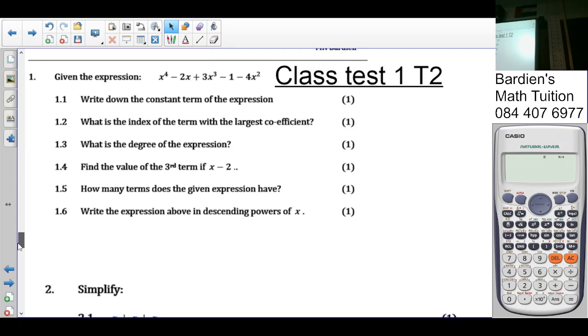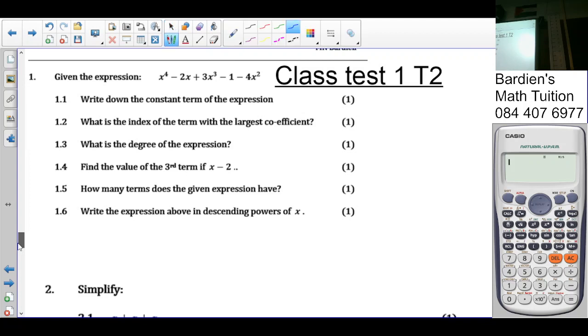So given the expression reads x to the exponent 4 minus 2x plus 3x to the exponent 3 minus 1 minus 4x squared. The question says write down the constant term in the expression. Now a constant term is a term that does not contain a variable. It's a term that stays the same. Okay, so it's constant, it doesn't change.